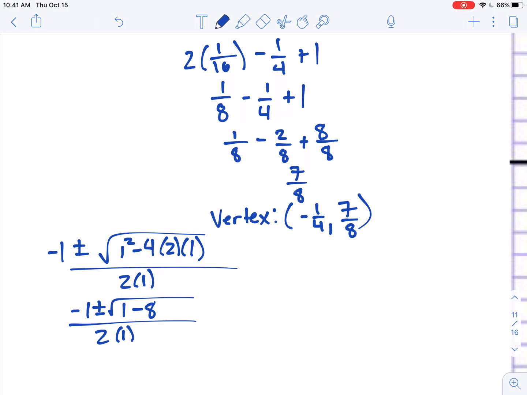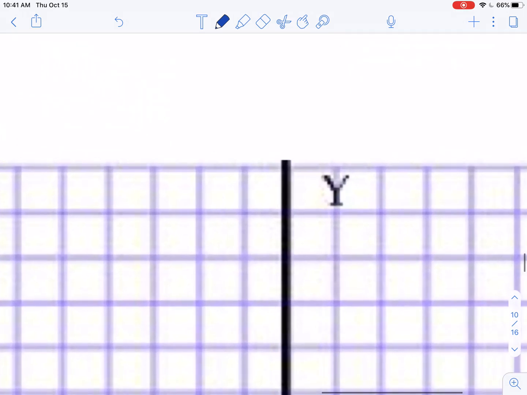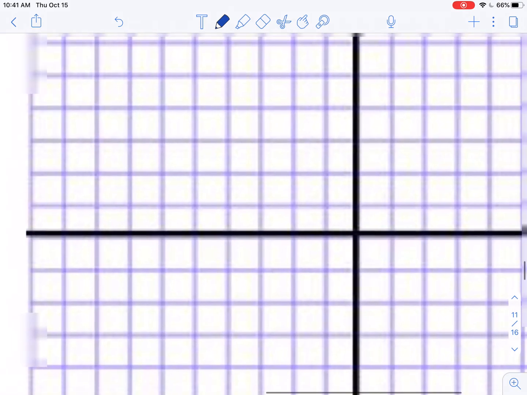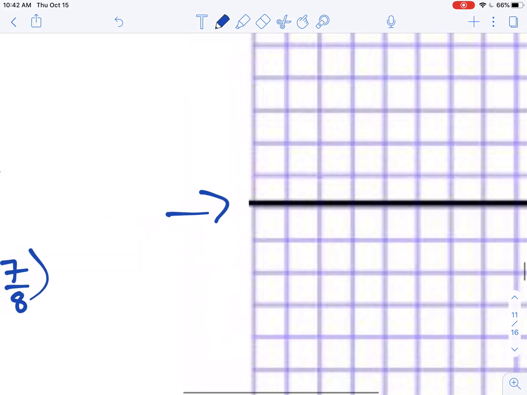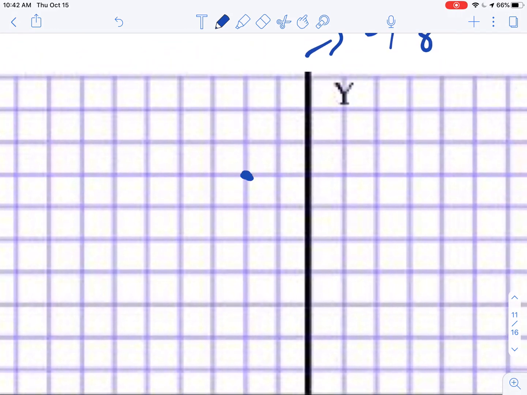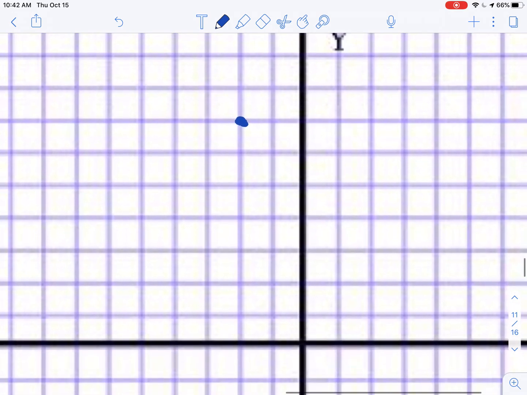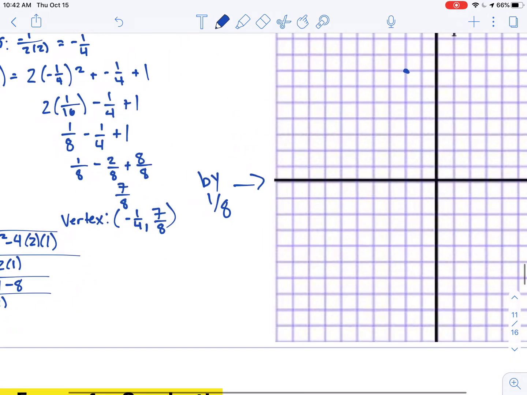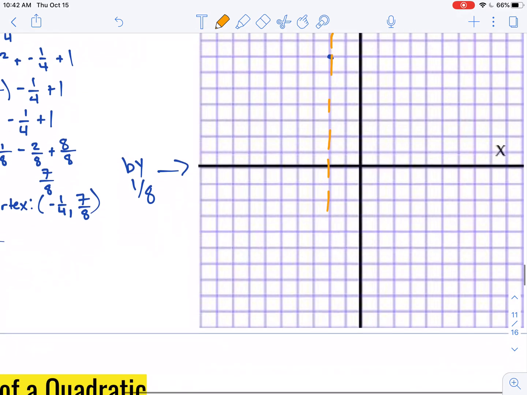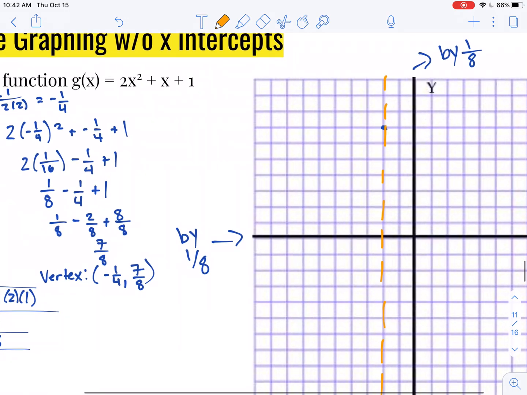any x-intercept. And this makes sense. We're actually going to make this easier and count my y's by 1/8, and we're going to count our x's by 1/8 as well. So that means my vertex would fall at this point here. This would be the point (negative 1/4, 7/8). Okay, so what do we do? Well, this is where I'm going to use my axis of symmetry. I know that I've got points that are mirrored across my axis of symmetry, and I've got a vertex here.